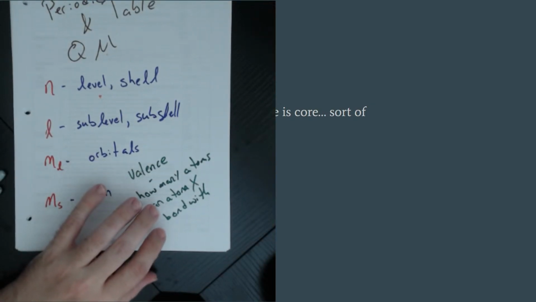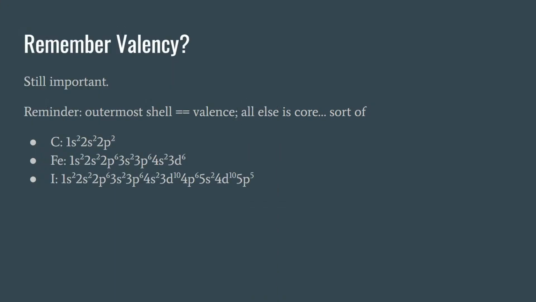So let's close the camera. The outermost shell is the valence electrons. Everything else is core electrons. That is the broad description, and it kind of works.